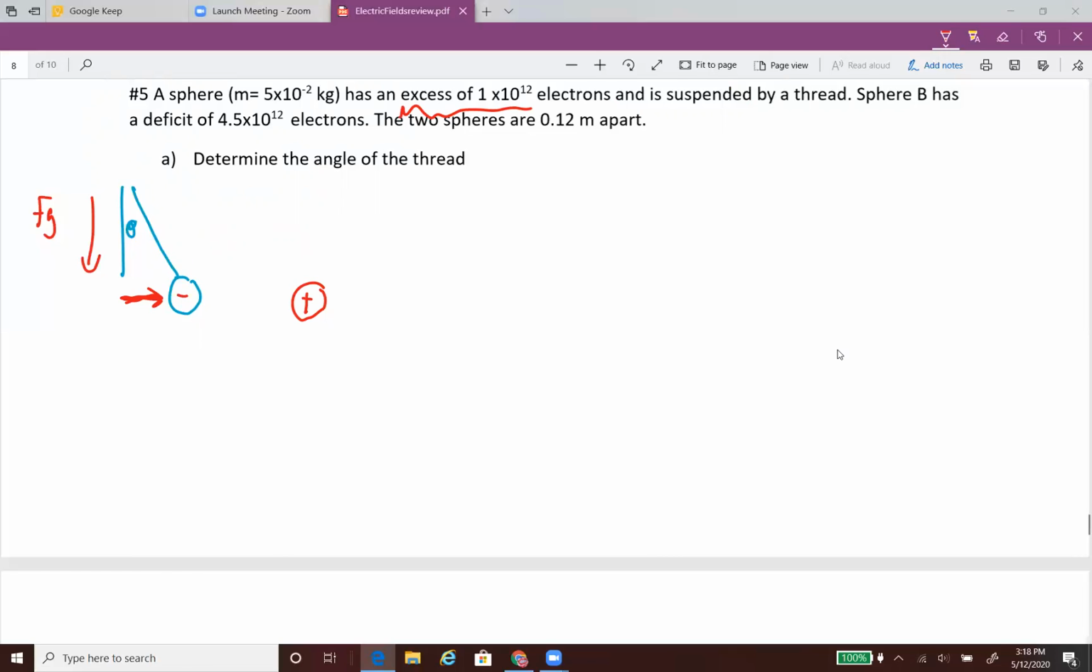So FG is pretty easy to calculate. FG would be just m times g. So that's 5 times 10 to the minus 2 times 9.8, which ends up being about 0.49 newtons. Now Fe, we can just use Coulomb's law, kq1q2 over r squared.